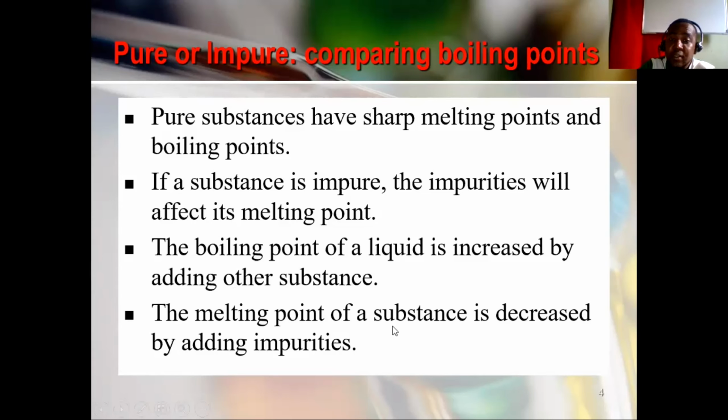So that's why impurities will cause boiling points to increase. The melting point of substances decreases with impurities. So why do you think the melting point will decrease? So if you have salt water, why do you think it will freeze at a lower temperature? So before it reaches 0 degrees, it will start to melt, unlike pure water.